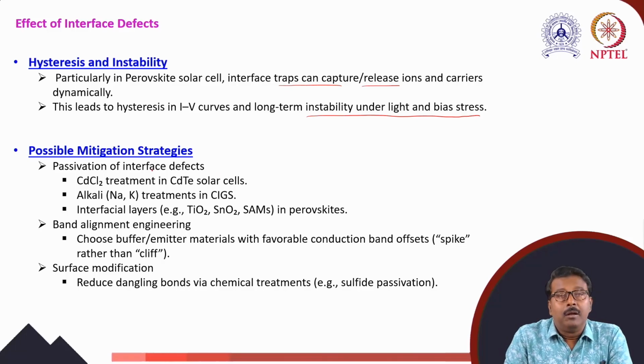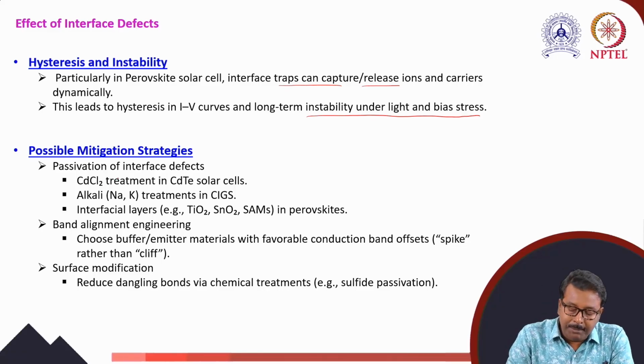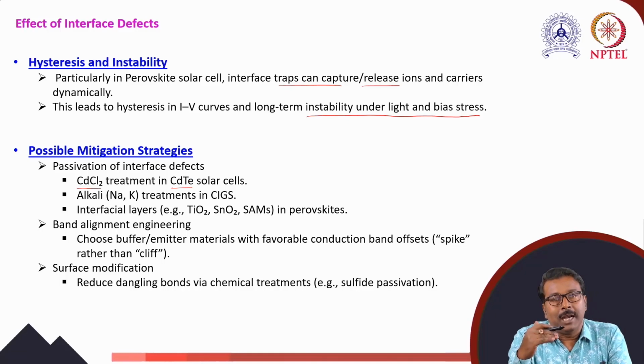An important technique to reduce or limit the interface recombination is called passivation. So passivation of interface defects can be done, for example, by a chemical treatment. Chemical treatment means, suppose you use cadmium chloride treatment in a cadmium telluride solar cell. At the surface of the cadmium telluride, if some cadmium chloride in plasma or gaseous form is flown, some incomplete bonds are passivated, so they are making a complete bonding, so interface states will be reduced.